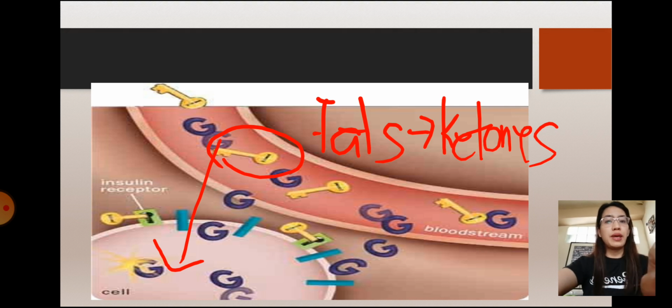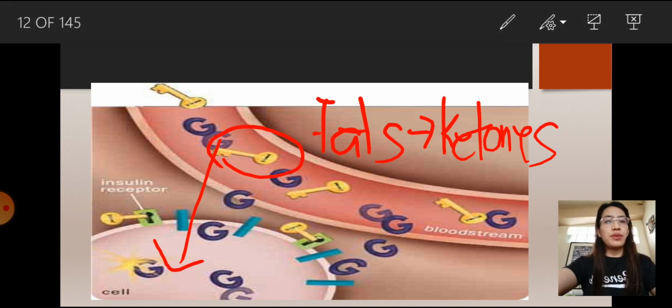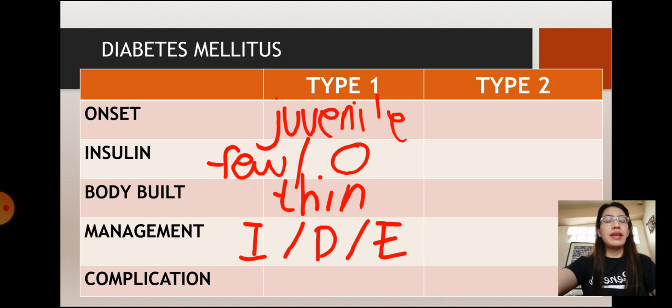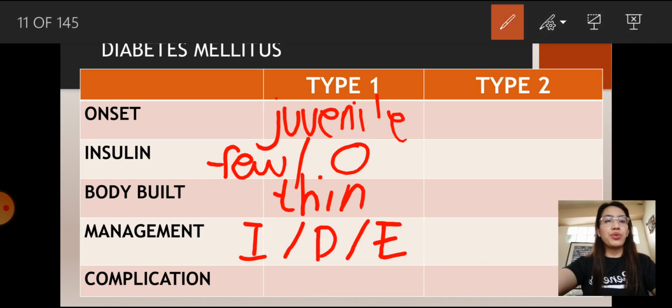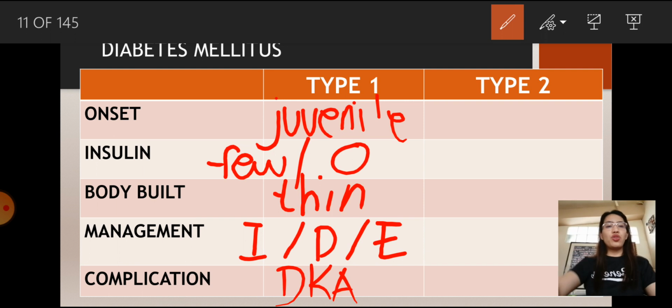Okay? That's why, for type 1, ang complication natin dyan, we have your diabetic ketoacidosis. So, ano yung mga manifestation ng ketoacidosis natin? Of course, present pa rin dyan yung ating polyuria. Dehydrated yung mga pasyente. Ano pa? Since merong ketone, mayroon silang fruity na hininga, parang acetone breath.